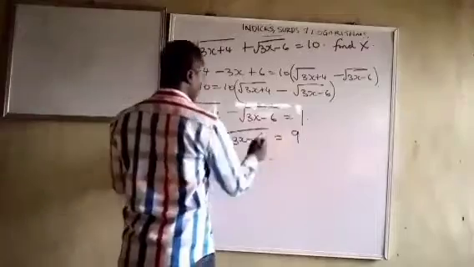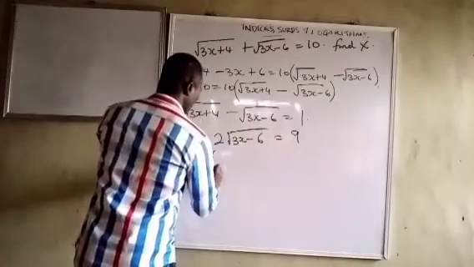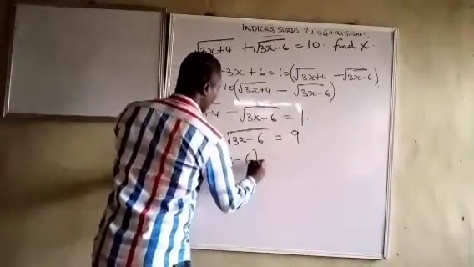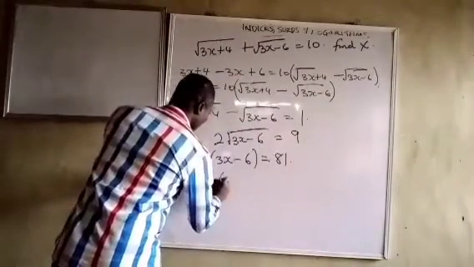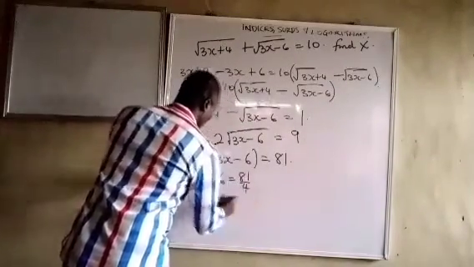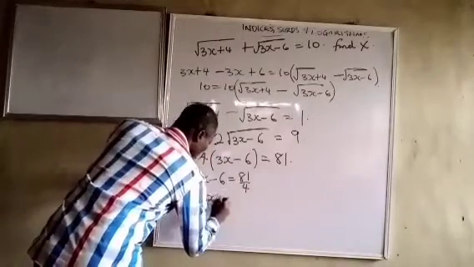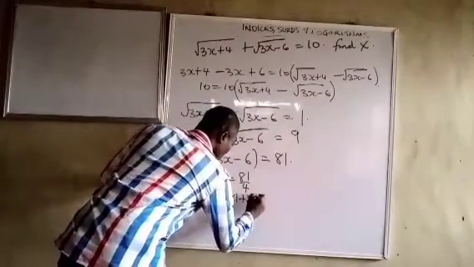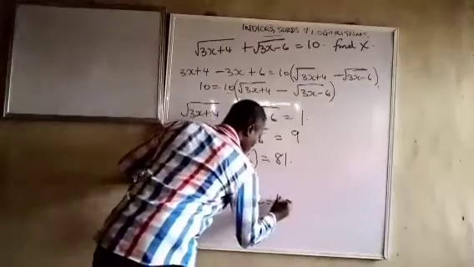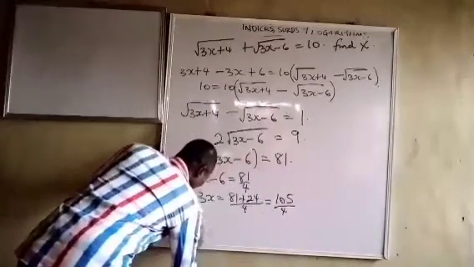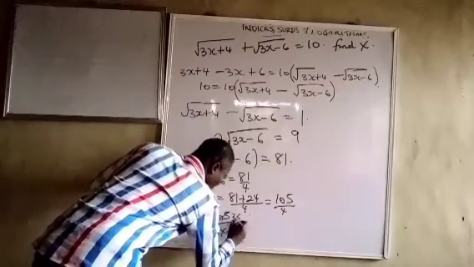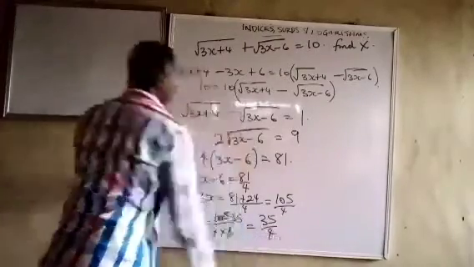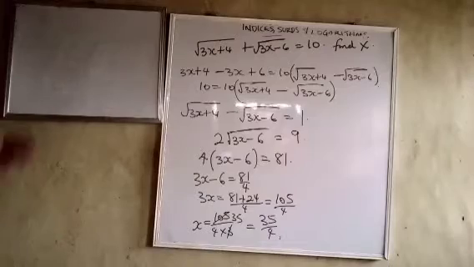Now, if we square both sides, what does that give us? It's going to give us 4 into 3x minus 6 is equal to 81. Therefore, 3x minus 6 is equal to 81 over 4. So 3x is equal to 81 plus 24 over 4, which is 105 over 4. So x is equal to 105 over 4 times 3. So our x is 35 over 4. Whenever you look at any question, you can just tackle it any way. And I believe for this kind of situation, this method is easier.